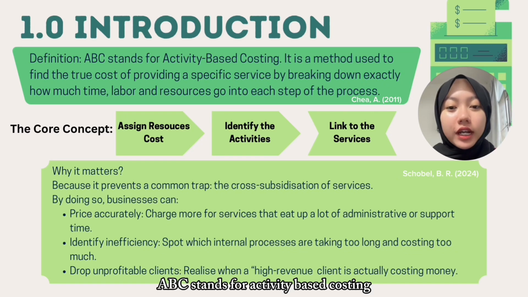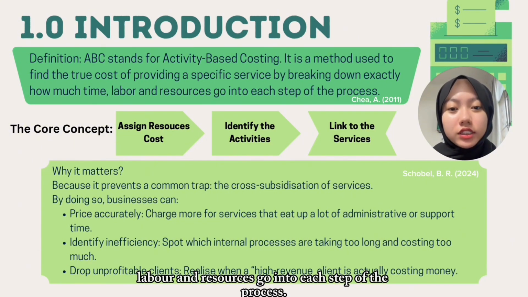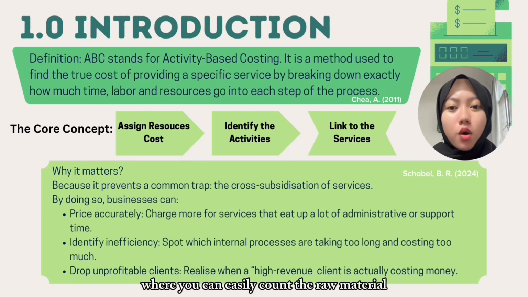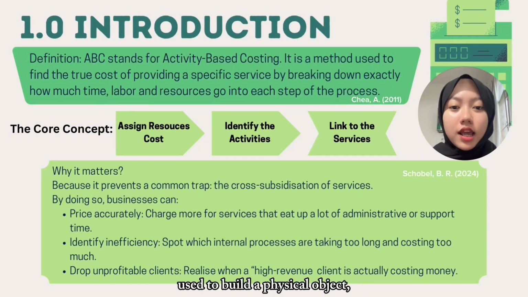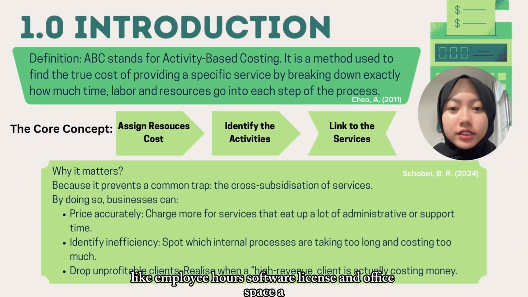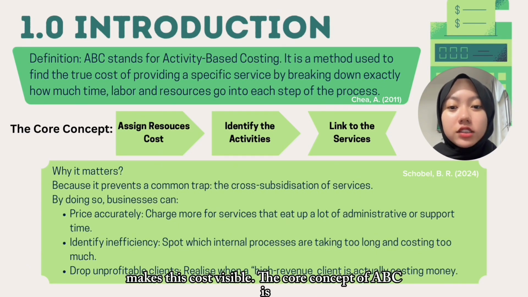ABC stands for Activity-Based Costing. It is a method used to find the true cost of providing a specific service by breaking down exactly how much time, labor, and resources go into each step of the process. Unlike manufacturing, where you can easily count the raw material used to build a physical object, the service industry deals with invisible costs like employee hours, software licenses, and office space. ABC makes these costs visible.